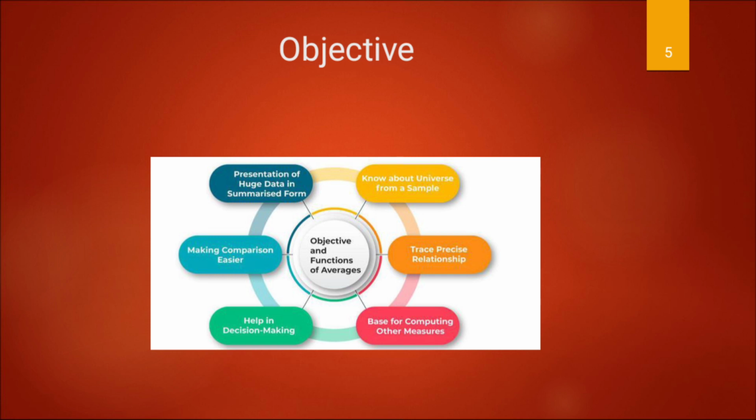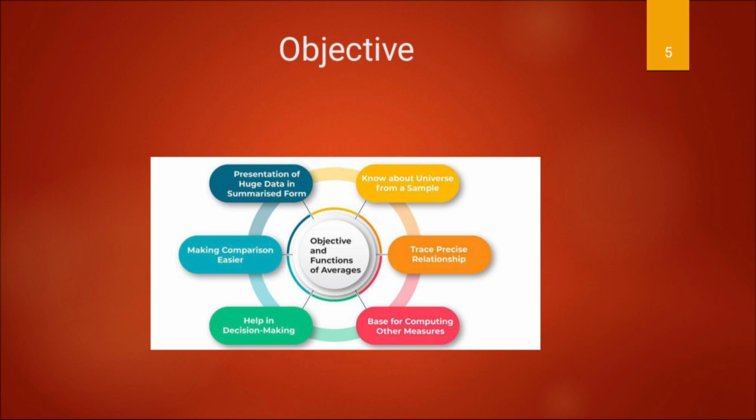Fifth, know about the universe from a sample. Central tendency tells us the whole data set can be represented by a single value. And the last one is presentation of huge data in summarized form. Whenever we calculate an average or central tendency, it also represents huge data in summarized form, in graphical ways like a pie chart. This is another way of representing values.